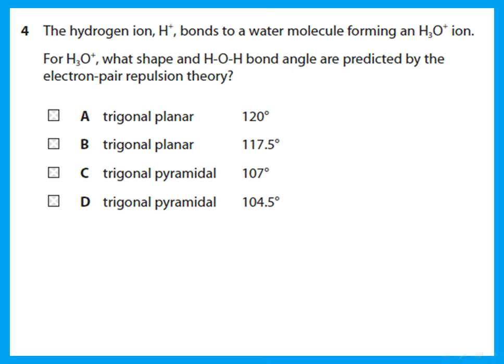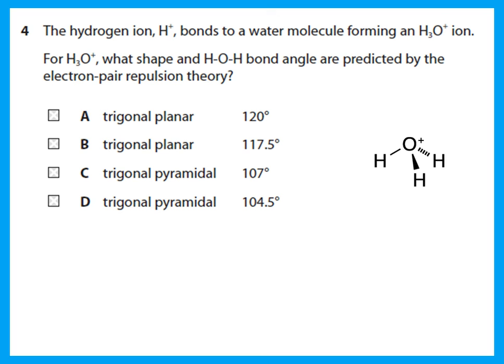The hydrogen ion, H+, bonds to a water molecule forming H3O+, the hydronium ion. How do we draw a hydronium ion? Remember that H2O is just oxygen bonded to two hydrogens. But when a lone pair of electrons on the oxygen is used to make a bond with an H+, then we have this kind of structure. This is the structure of the hydronium ion.